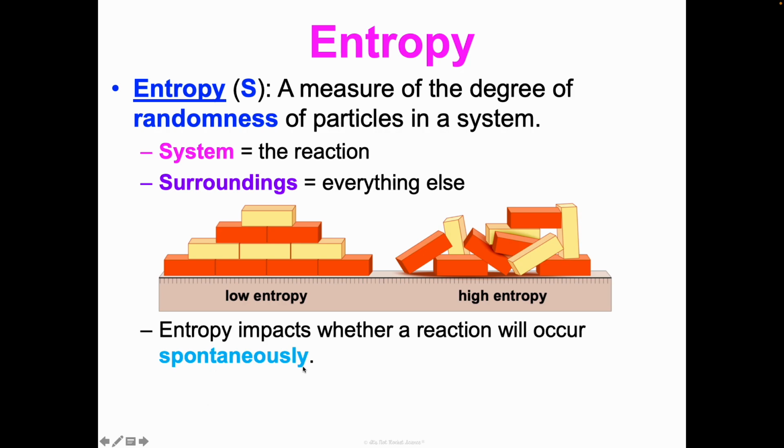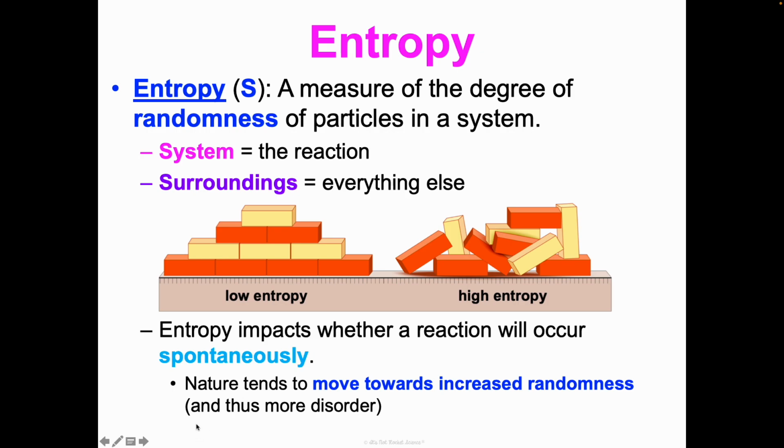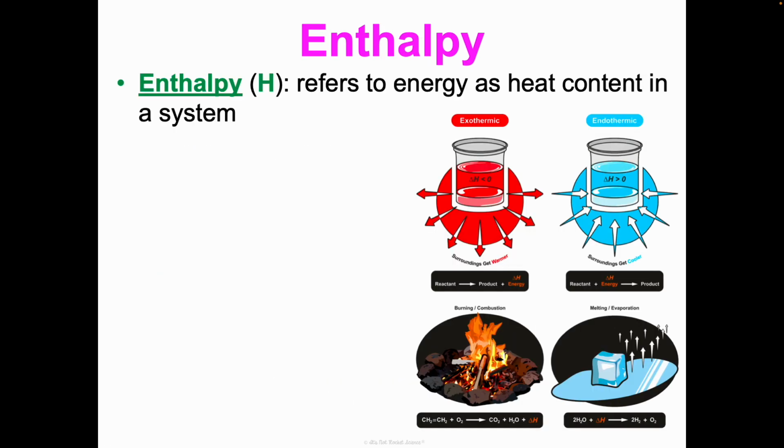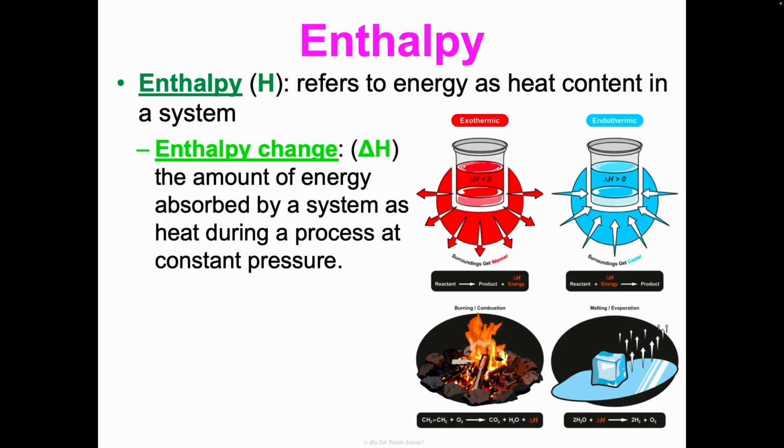And entropy impacts whether a reaction will occur spontaneously. Like I said previously, nature tends to move towards increased randomness, so towards more disorder and towards a higher entropy, due to the second law of thermodynamics. Now, enthalpy is represented by a capital H. It refers to energy as heat content in a system, but it isn't really practical to talk just about enthalpy because we can't directly measure that. So what we do measure is that delta H, that enthalpy change.